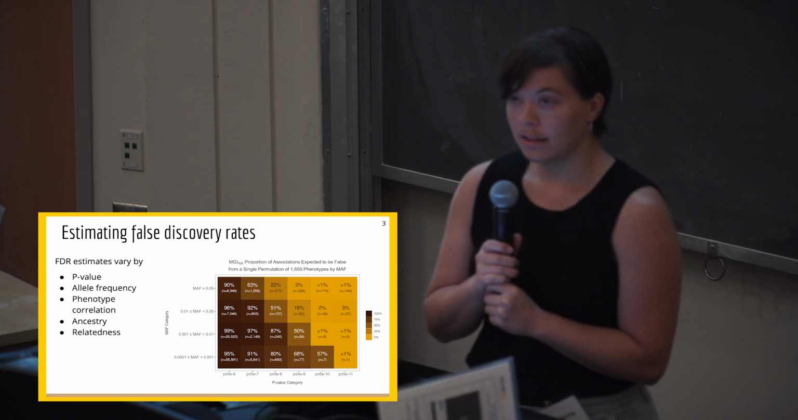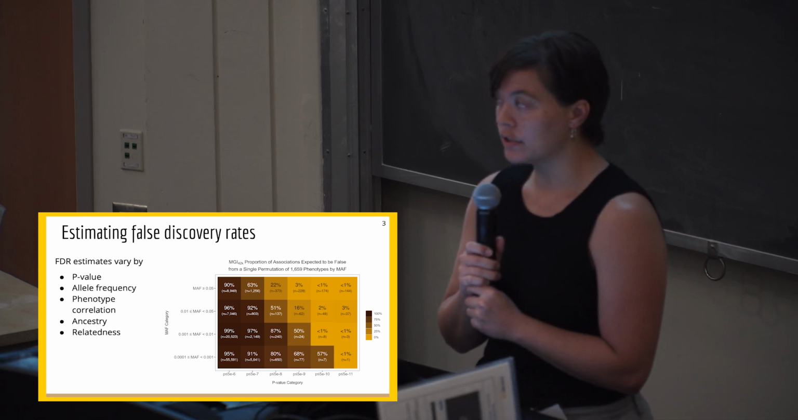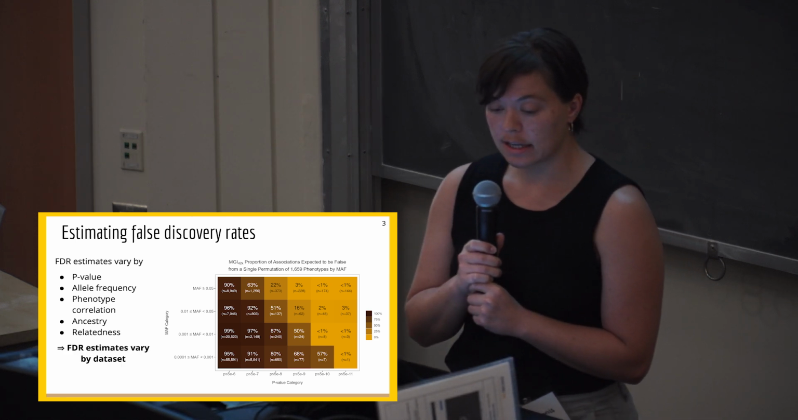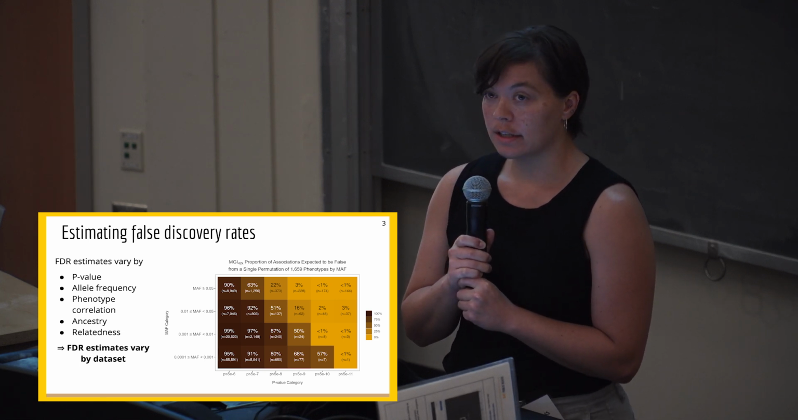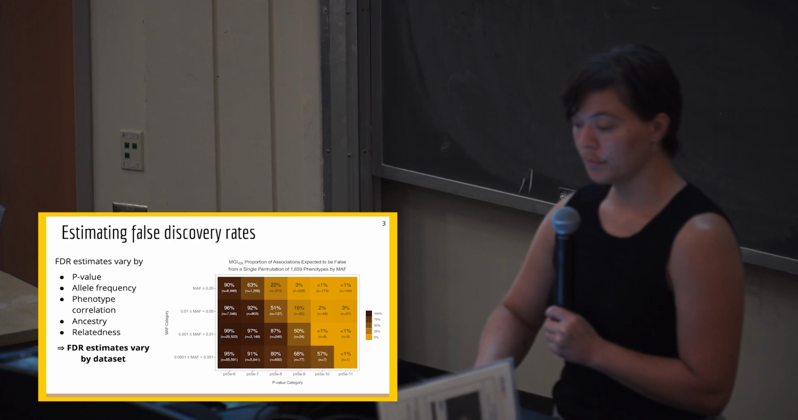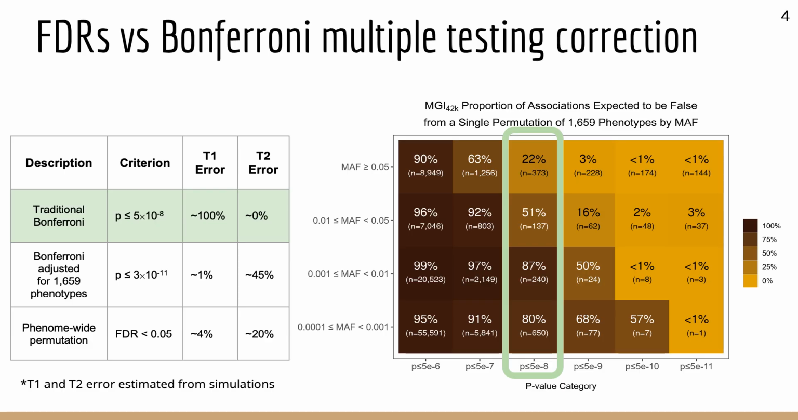The main takeaway here is that these false discovery rates vary by a lot of different features, and those features are specific to the data sets, so we really need to get false discovery rates for the specific biobank under consideration. I'd briefly like to consider the difference between false discovery rates and Bonferroni multiple testing correction. What I've highlighted here is a traditional threshold of 5 times 10 to the negative 8. As we look down our minor allele frequencies, we have a high proportion of false discoveries among rare variants.